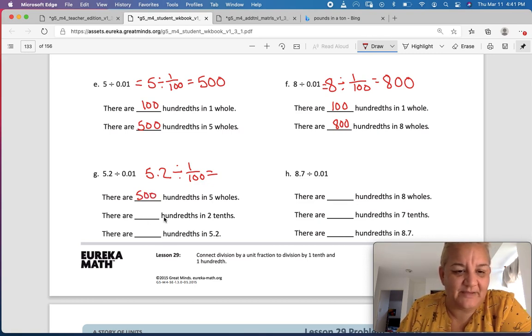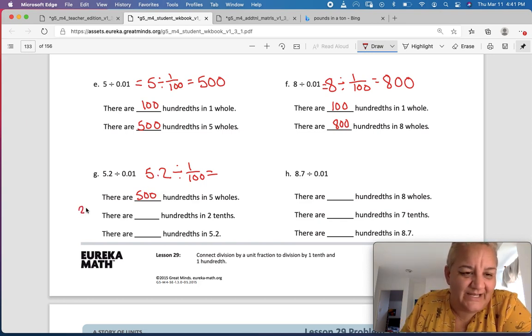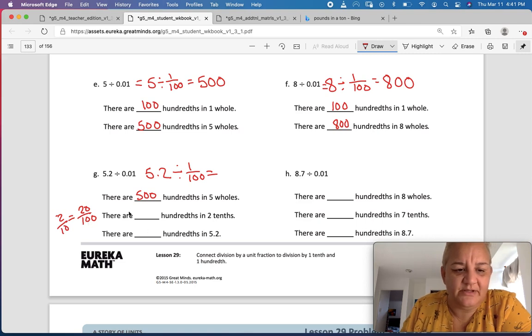And now think about this. 5 2/10, that's actually like 20 hundredths, isn't it? Okay. 2/10 is the same as 20 hundredths. You remember that. They just added a 0. So there are 20 hundredths in 2/10, right? Which would make, so we've got 500 plus 20, which would make 520 hundredths in 5 2/10.